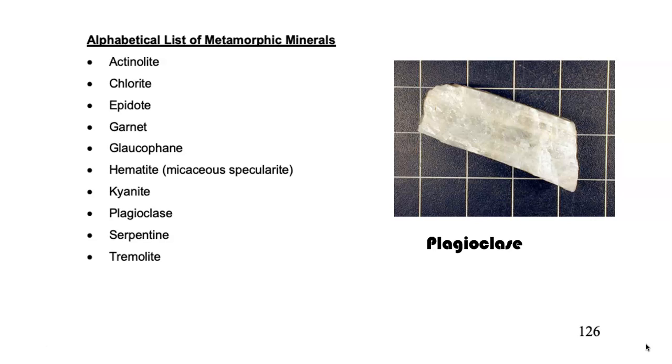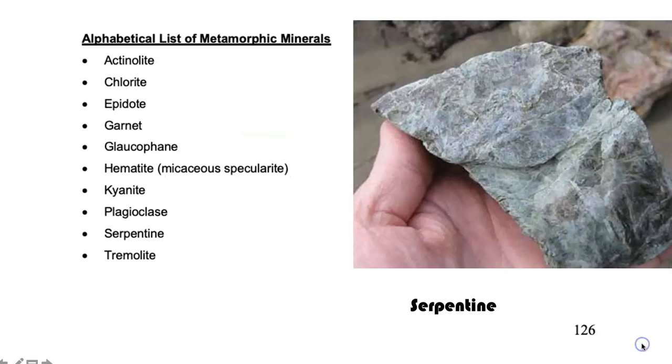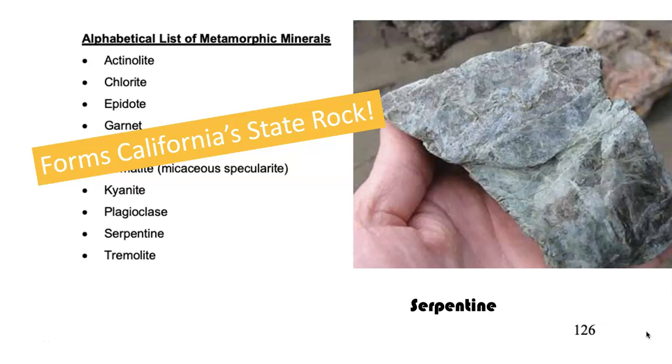Remember that plagioclase is easy to identify because it has striations, and you can kind of see them in this sample right here. We then come to another green mineral called serpentine, and it actually is kind of a blue and green mineral. It has sort of a waxy appearance, doesn't really have a crystal form. And what's interesting about serpentine is there's a lot of it in California, and it makes up what's known as serpentinite, which is California's state rock. We'll talk about serpentinite when we talk about metamorphic rocks.